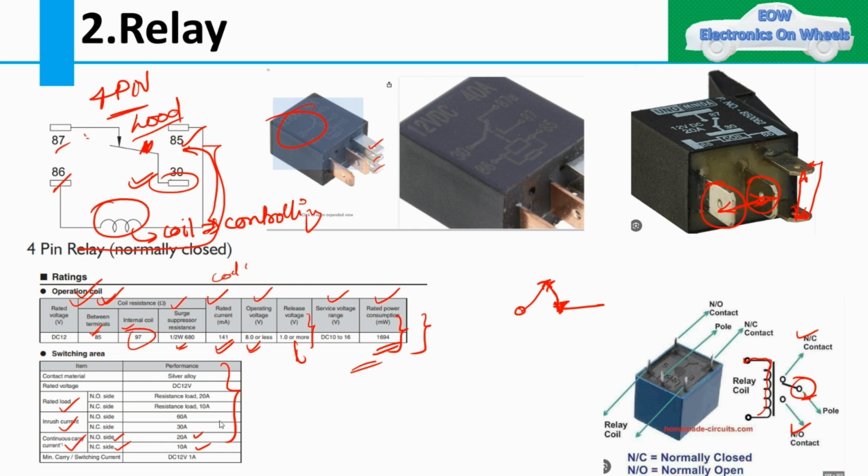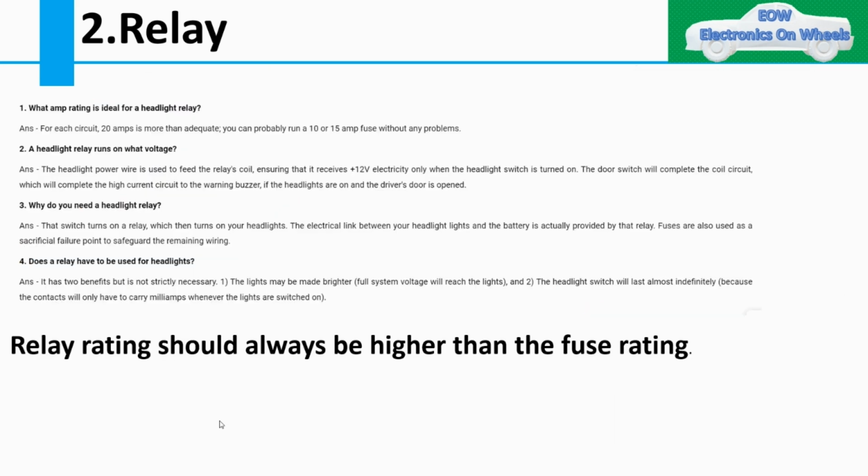Now we will understand how we are going to select that particular relay for our headlamp circuit. Before selecting the relay, we have some questions here, so you will get more clarity. Suppose, I have already told you we have 60 watt maximum bulb we are using, so total 120 watt.